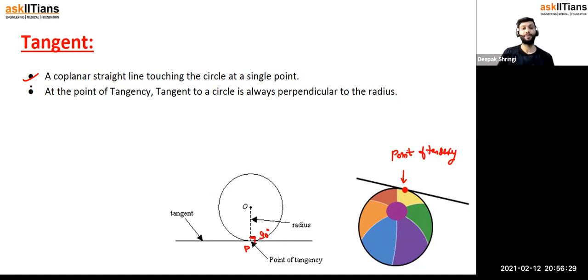That is the property, and actually this is our theorem number one. We are going to prove that theorem. Don't worry about that, we will prove it later on. But one more thing that we need to understand here, guys, is that tangent is a limiting case of secant.